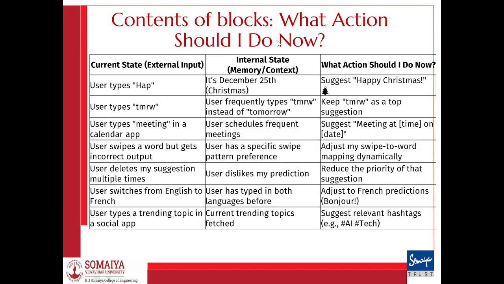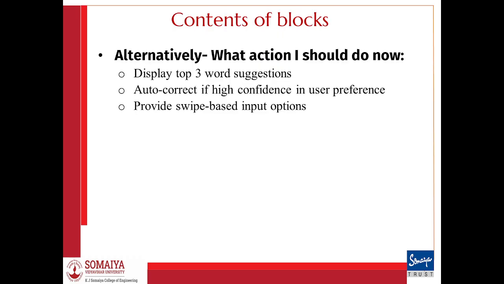Here are some examples of what action should I do now. Probably the user swipes a word but gets incorrect output. Then it has to adjust the swipe to word mapping dynamically, and so on. If the user switches from English to French, then probably adjust to French predictions, and so on. These could be the actions taken by the agent. Alternatively, in the simplest sense, it could display the top 3 word suggestions. It could autocorrect if the confidence in the user preference is high, or provide swipe based input options, and so on.